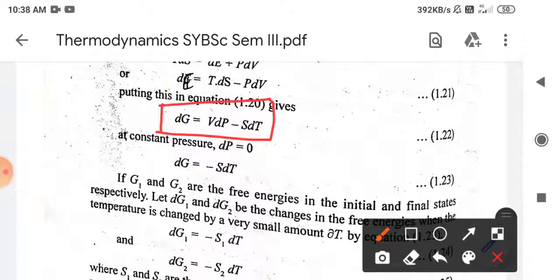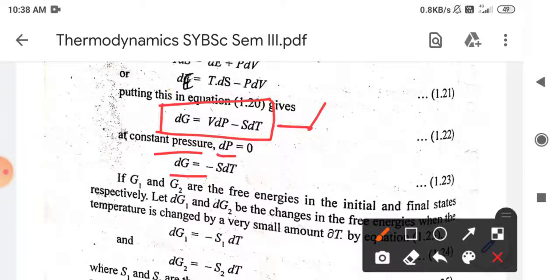Okay, so far we have seen 4 to 5 equations. Whatever equation they are asking, we just need to have this equation, and based upon this equation we can calculate the Gibbs free energy change at constant temperature, at constant pressure, or with respect to pressure, or with respect to volume, likewise. So for constant pressure, that is dP equals 0, we just need to have dG equals minus SdT.